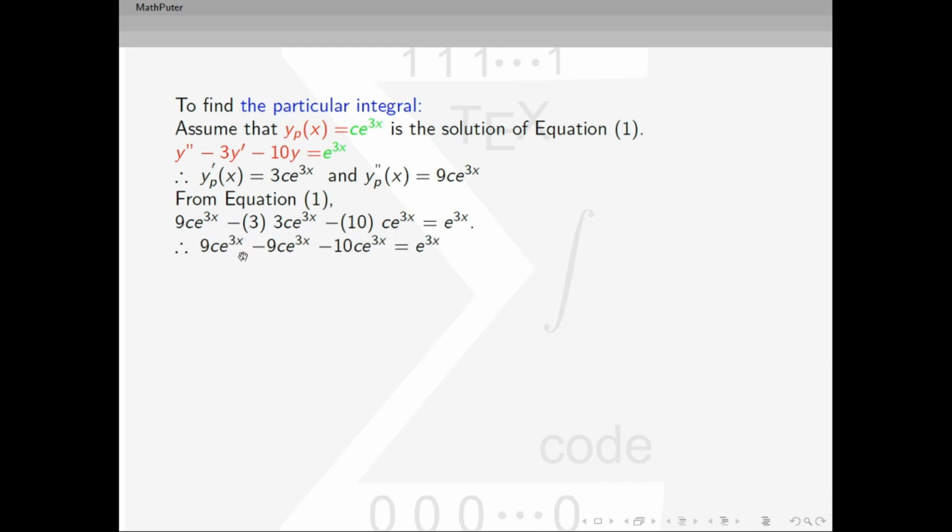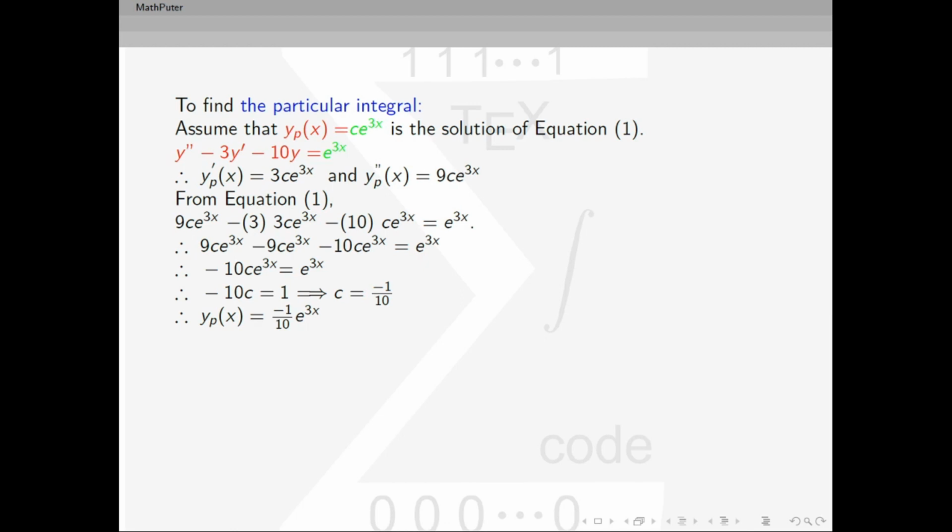So minus 10c e raised to 3x is equal to e raised to 3x. We can cancel e raised to 3x from both sides. So we have minus 10c is equal to 1, and so the value of c is minus 1 upon 10. Let us substitute c equal to minus 1 upon 10 into the assumption. So the particular integral yp(x) is equal to minus 1 upon 10 e raised to 3x.